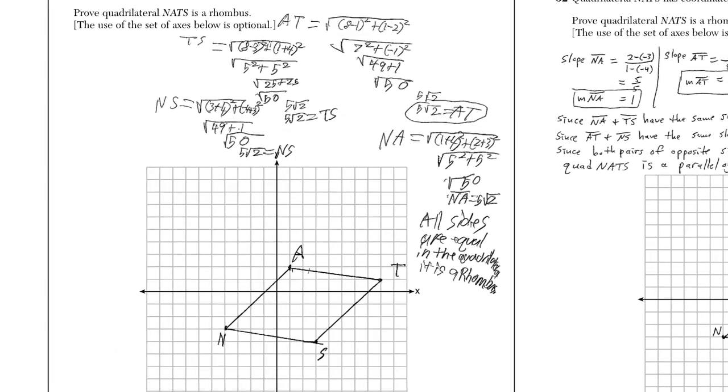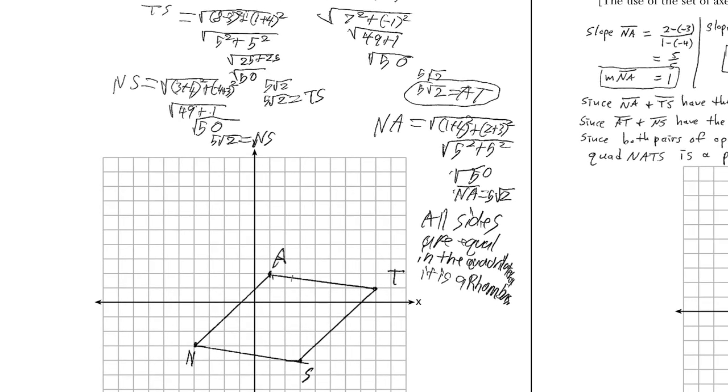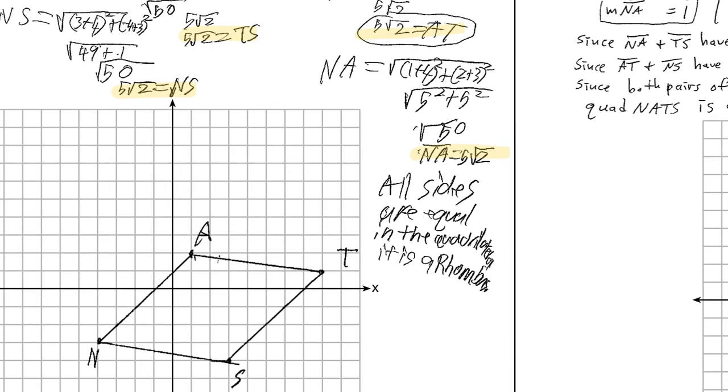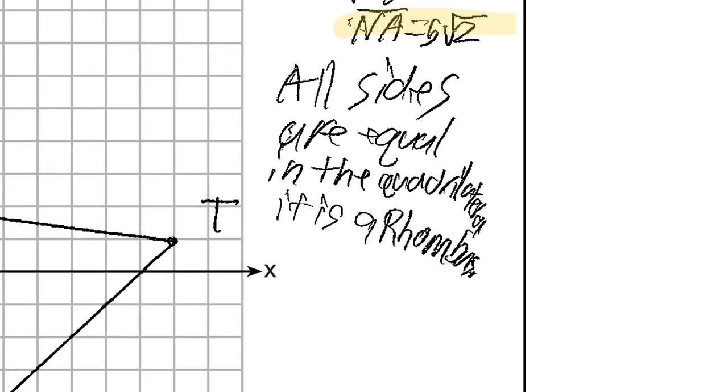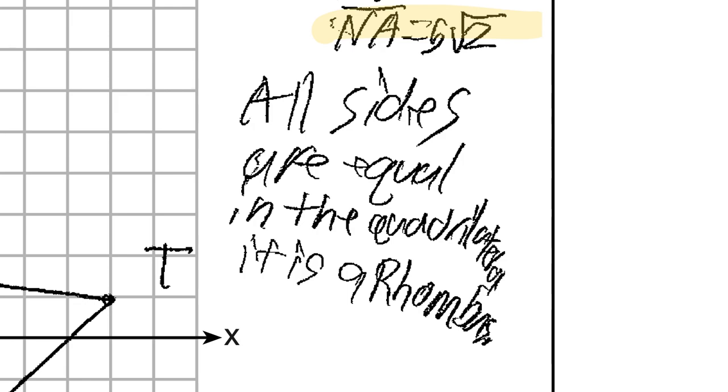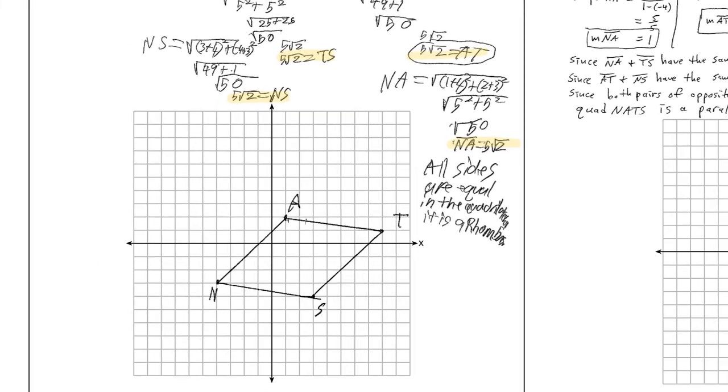So here is what I know. You need to prove that this quadrilateral is a rhombus, and I can see that this individual was able to determine the lengths of each of these sides, and they were able to successfully identify the length of NS. It looks like TS, likewise AT, and NA. And it's a little sloppy. It's not super organized, but the math is there. This individual wrote all sides are equal, and the quadrilateral is a rhombus. And that's all you need to earn full credit.